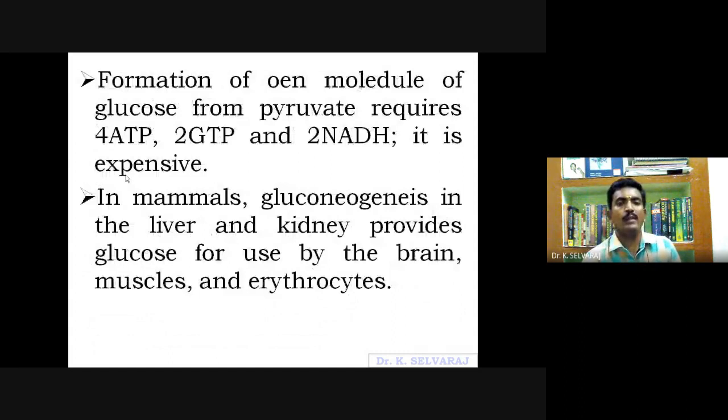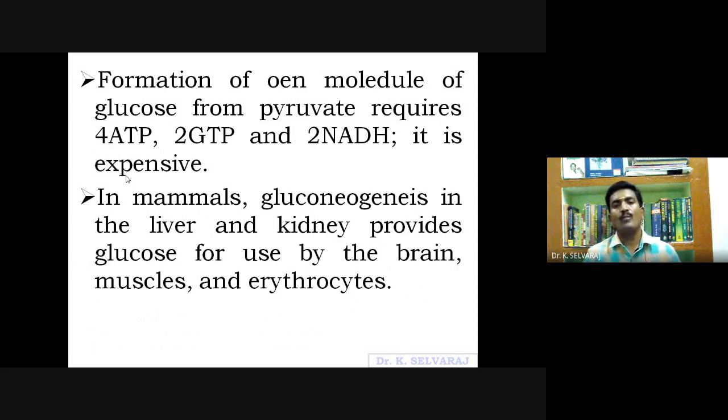These are irreversible processes. Then the formation of 1 molecule of glucose from pyruvate requires 4 molecules of ATP, 2 molecules of GTP, and 2 molecules of NADH. It is a more expensive process, but it is essential. In mammals, gluconeogenesis mainly occurs in the liver and the kidney. The liver and kidney convert it to glucose, and that glucose is used by the brain, muscles, and erythrocytes.